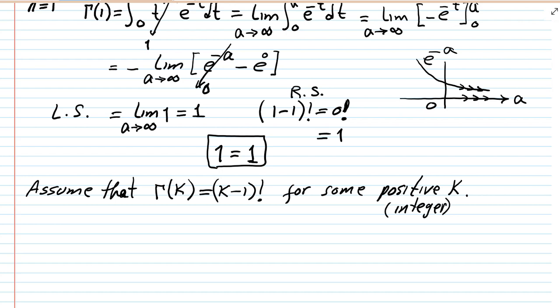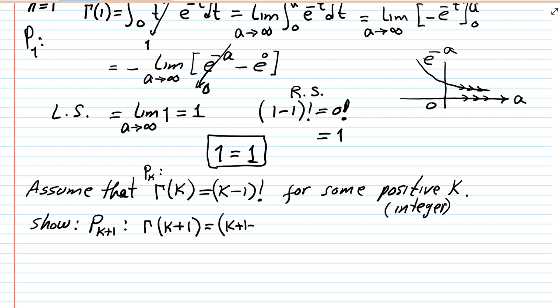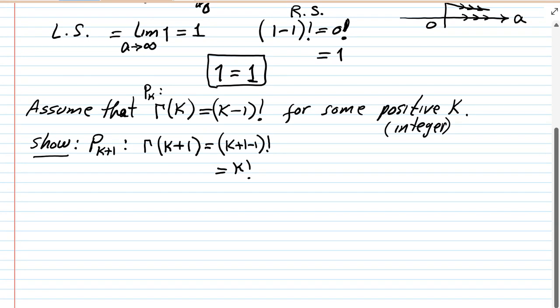All right, now we need to show that p sub k plus 1 is true. Again, this would be p sub k, stating it that way, and when n is 1, this is p sub 1, up there. So p sub k plus 1 says that we need to show gamma of k plus 1, that's when you change k to k plus 1. It's very simple. That's going to be k plus 1 minus 1 factorial, which is simply k factorial. This is what we need to show, and if we can show that, then we have proved this by induction.